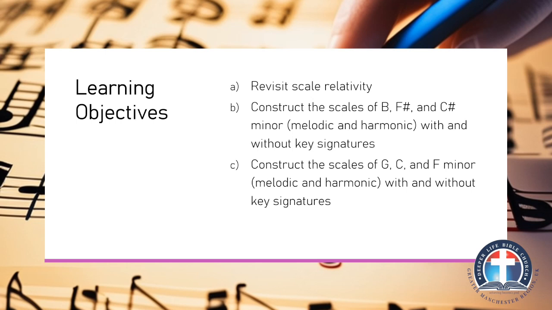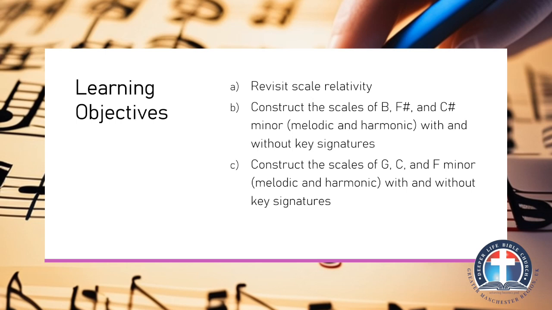We'll start from the scales of B, F sharp, and C sharp minor, both melodic and harmonic scales, with and without key signatures. And you will understand why I grouped these first 3 and then grouped the next set of 3 scales of G, C, and F minor, both melodic and harmonic, with and without key signature. So 6 minor scales altogether. By the time you further subdivide them into melodic and harmonic scales, then you have 12 scales altogether. So that's what we'll be considering today.